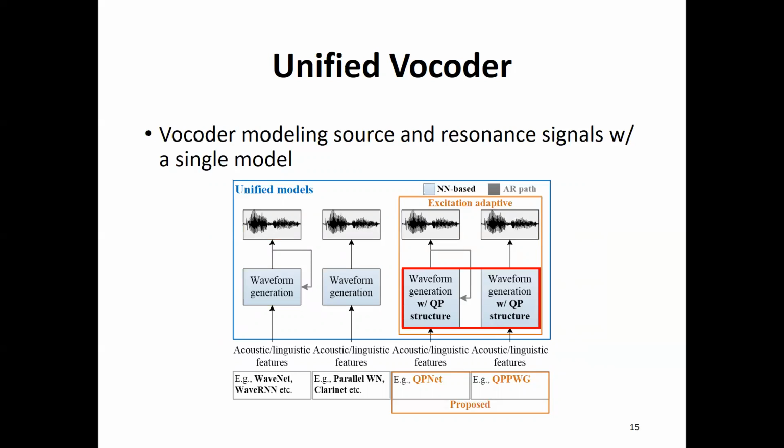Therefore, we propose a QP structure to dynamically adapt the network structure according to the instantaneous pitch. Both AR and non-AR unified vocoders with the proposed QP structure have better pitch controllability. The details are in the next episode. If you are interested, please check it out.